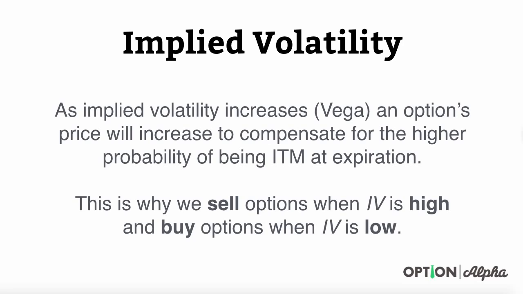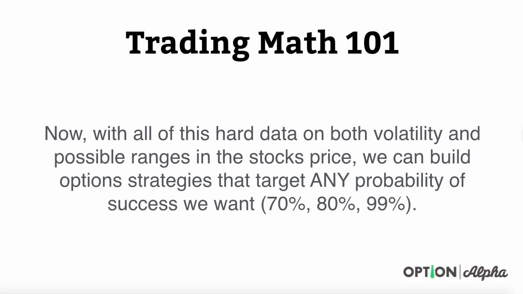Now, this is why we specifically suggest that you sell options when implied volatility is high, because option pricing is going to be very expensive and rich and swollen because of implied volatility. And this is also why we suggest that you buy options generally when implied volatility is low. That's because option prices are generally going to be really low and have the propensity maybe to increase in the future. Now, with all of this hard data behind both volatility and possible ranges in the stock, we can actually build option strategies that target any probability of success we want. And this is really the key ingredient here, is that with options, you have the ability to target any possible win rate that you want.